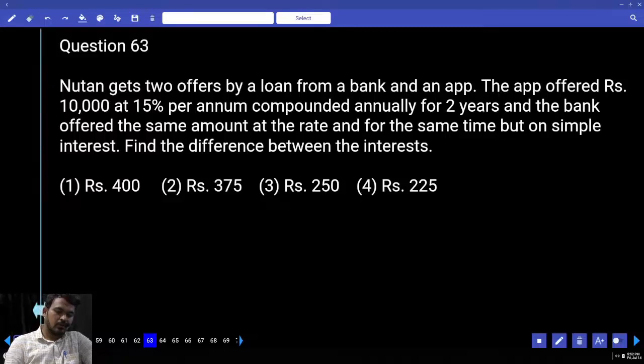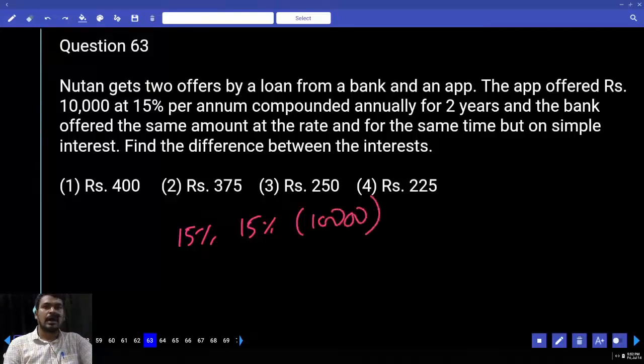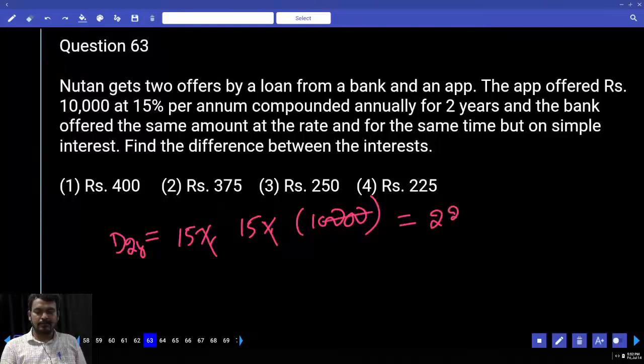2 years. The 2 years difference means R% of principal. That is equal to the difference in 2 years or only 1 year? 2 years. 15% means 2 zeros. Total 4 zeros are cancelled. 15 into 15, 225.